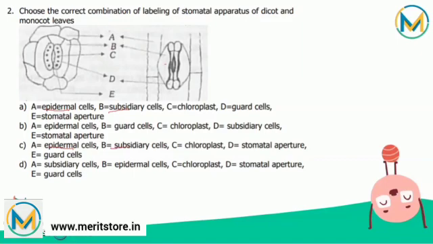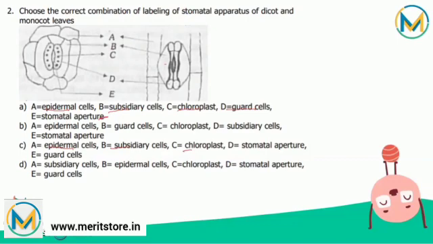Then the C is a chloroplast. Then D is a guard cell. So it's there in option C. And D guard cell is there only in option A. And the last, stomatal aperture. Okay, that is E. So it's there in option A only.